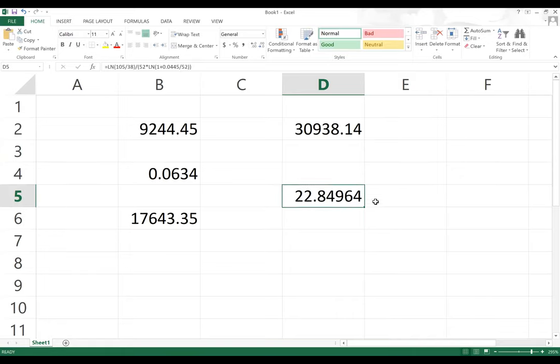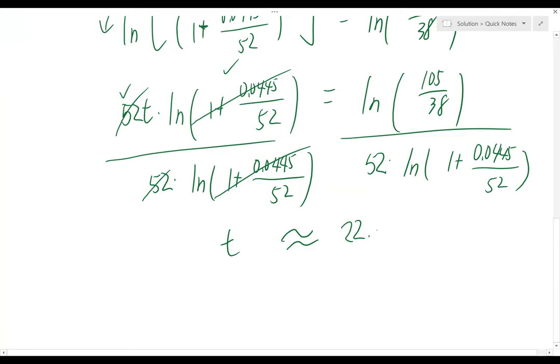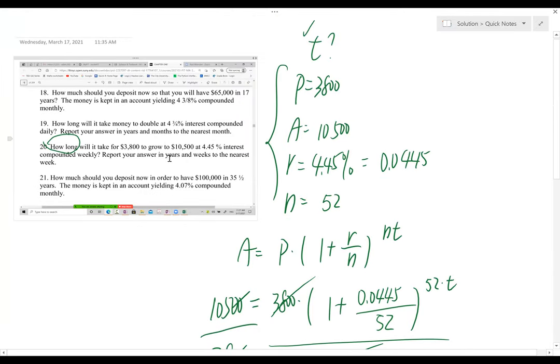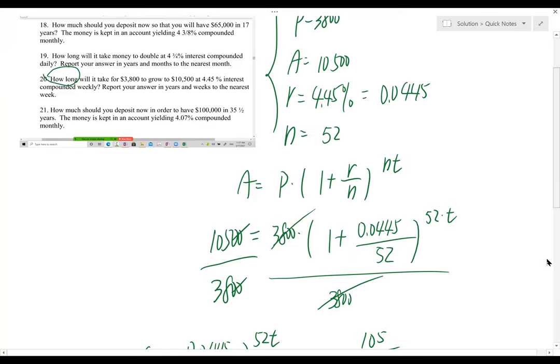Okay, so it's about 22.8, right? So you can just round it to one decimal, that's okay. So 22.8 years. And from there, I think they want us to convert it and report your answer in years and weeks, to the nearest week.